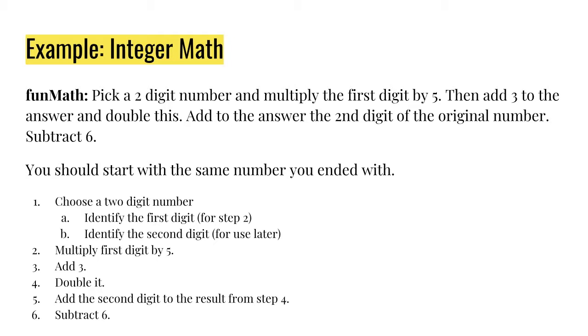And then, once you've picked your number, the next thing you want to do is multiply the first digit by 5, and then you're going to add 3, then you'll double the result that you got from step 3, and then in step 5, we're going to add the second digit that we identified up in 1B to the result of step 4, and then we'll subtract 6. So that's how you do this problem broken down into steps. Let's code it.